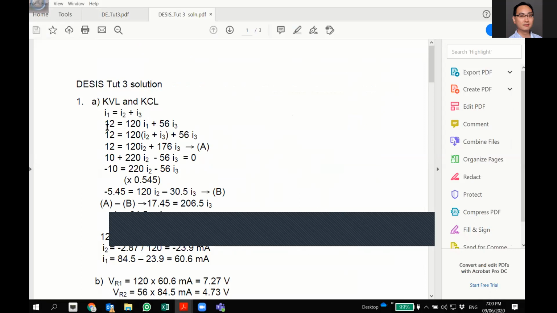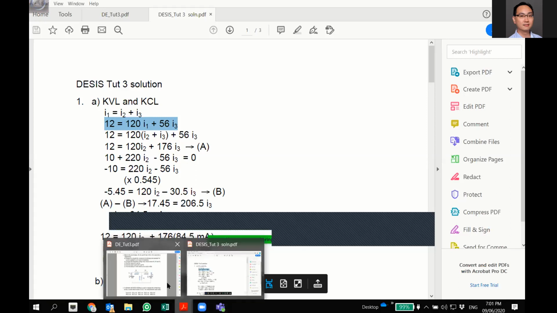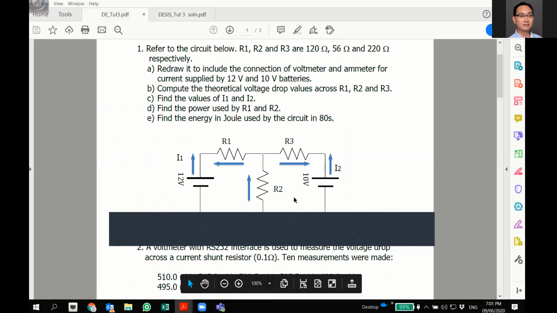So what he did was he formed the equation with one of the branches first, with the 12 volt. You can see the 12 volt here is the voltage supply. So he formed 120, which is the R1. If you notice, 120 ohm is the R1. And then of course you got the 56 ohms times the I3. So go back to the question, as you can see over here.